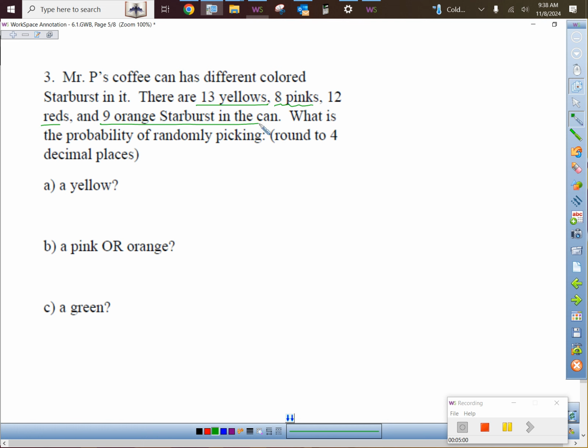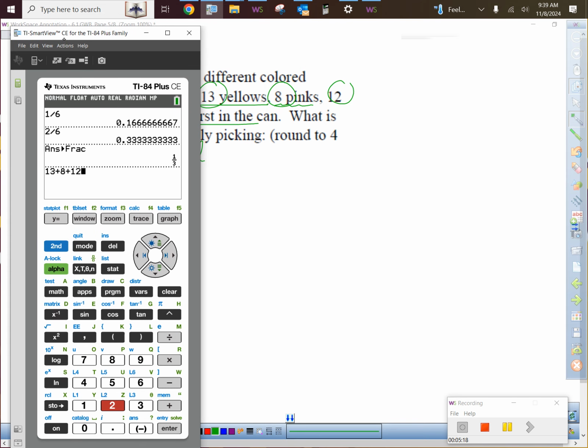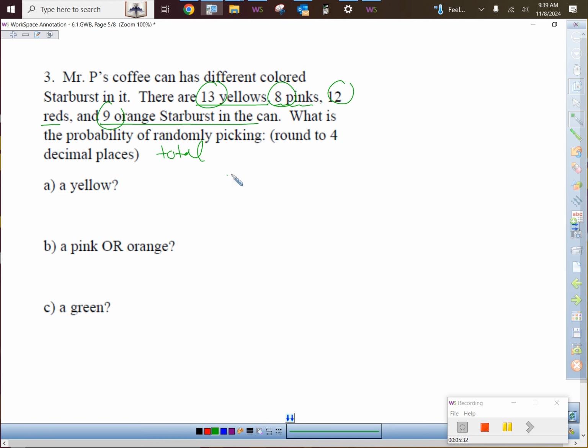Here's what we need to know first. How many total Starbursts are in there, right? How would we find total Starbursts? Let's add them up. So grab your calculator and add those bad boys up. 13 plus 8 plus 12. What was the last one? 9 plus 9. Are there 42 Starbursts in this imaginary coffee can right here? So I think it's handy to write that down. You know, we had a total of 42.